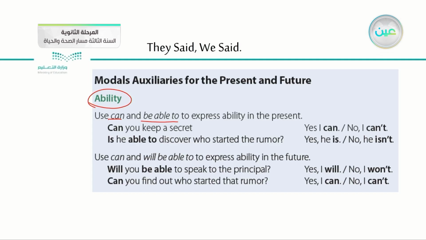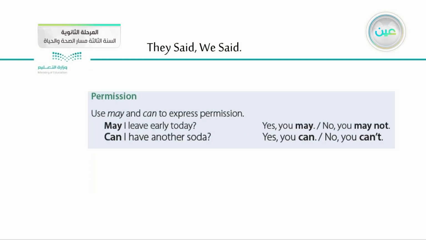We use can and will be able to express ability in the future. So this is the difference. We use can and be able to express the ability in the present, and we use will be able to express an ability in the future. For example, will you be able to speak to the principal? Yes, I will, or no, I won't.